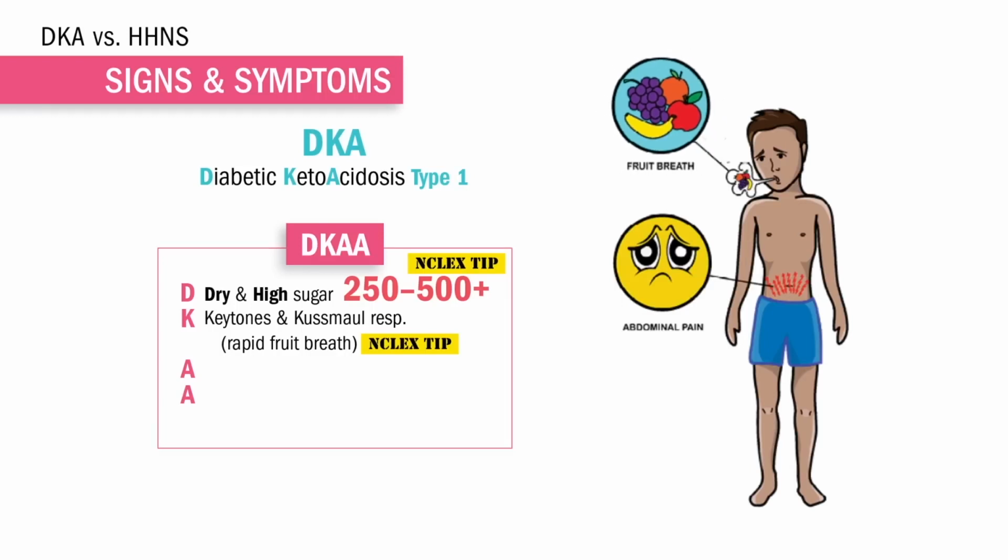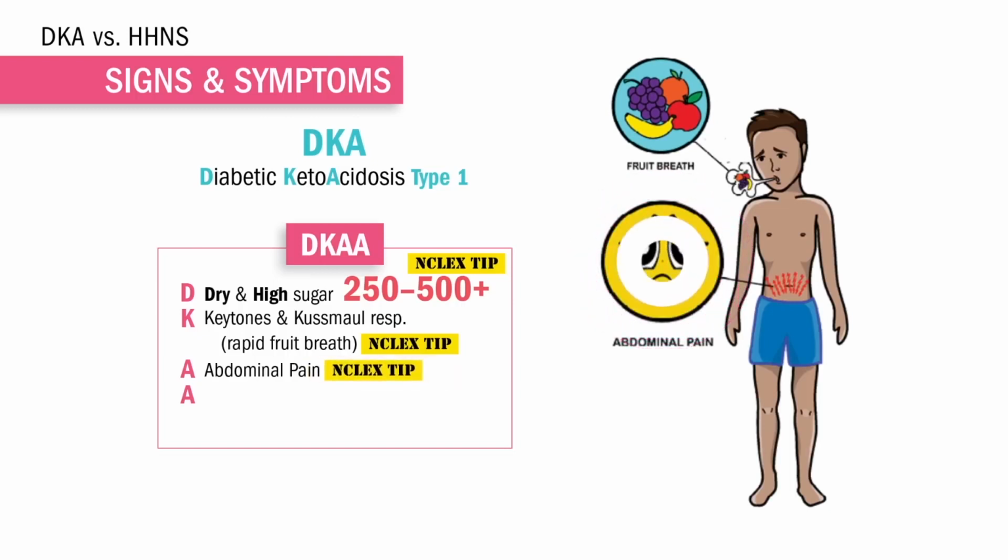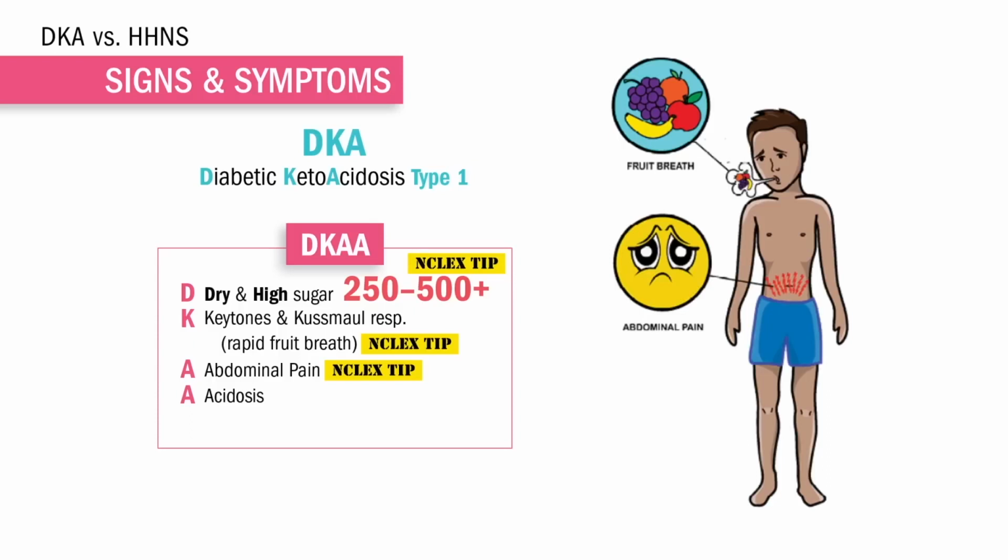Now next, our A is for abdominal pain, which is a huge NCLEX tip. HHNS does not have abdominal pain, only DKA, typically on the NCLEX. And our last A is for acidosis, metabolic acidosis, guys. Huge NCLEX key number here. Write this down: pH 7.35 or less. Huge number on the NCLEX. It will always show up on SATA questions.